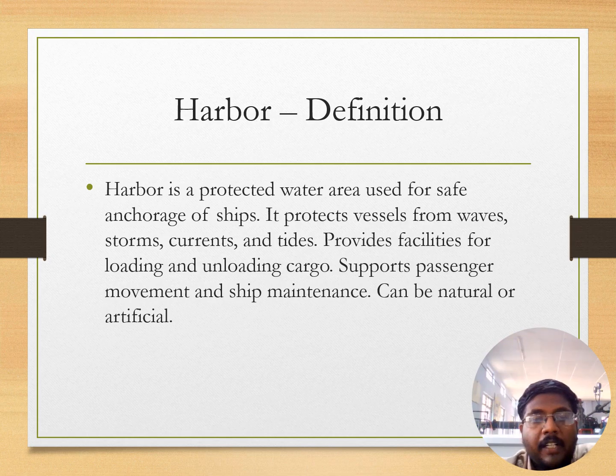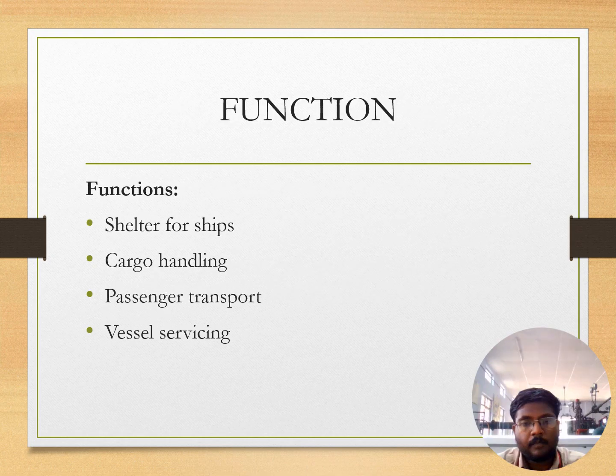Harbours can be classified into two types. They are natural harbour as well as artificial harbour. Next we see the functions of harbour. There are four different types of functions. They are shelter for ships, cargo handling, passenger transport and vessel servicing.